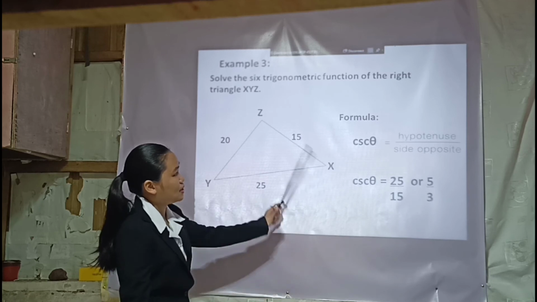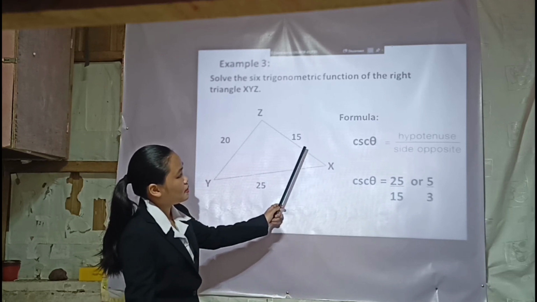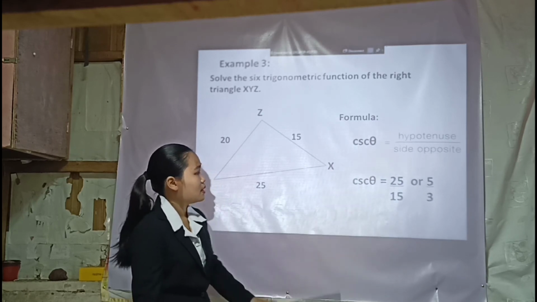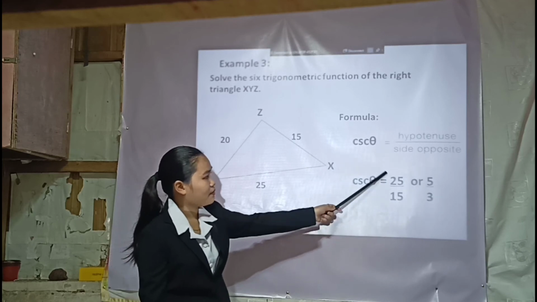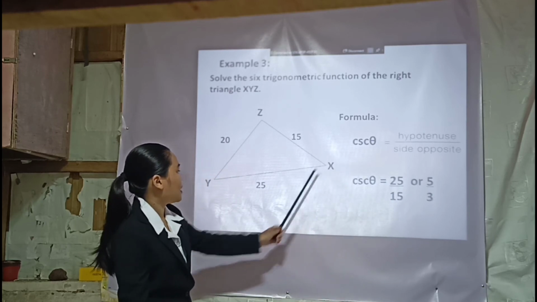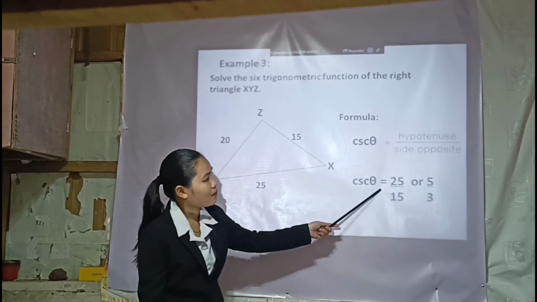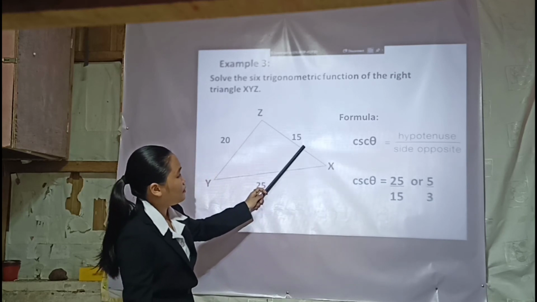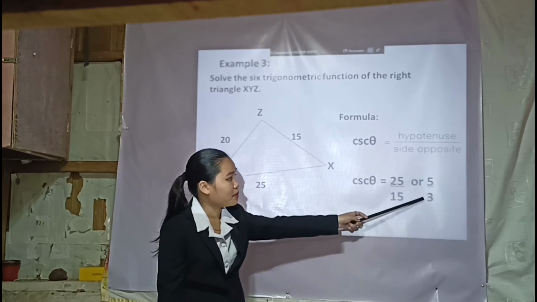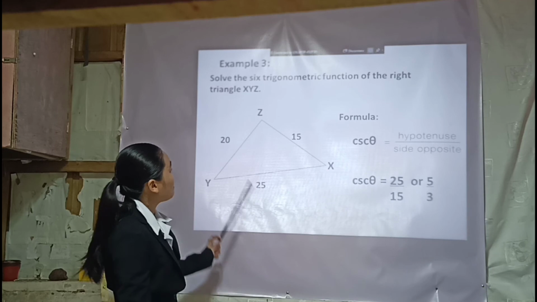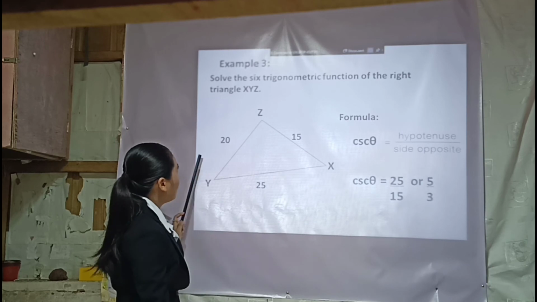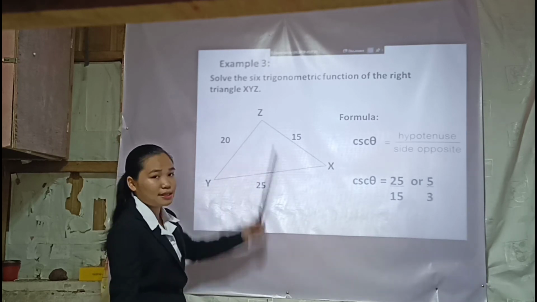Next is cosecant. The cosecant formula is cosecant theta equals hypotenuse over the side opposite. So, cosecant theta equals 25 over 15 or 5 over 3. The 25 is the hypotenuse over the side opposite, which is 15. That is why 25 over 15 or 5 over 3, because we divide it by 5. So, 5 over 3 is the value of cosecant for the right triangle XYZ.